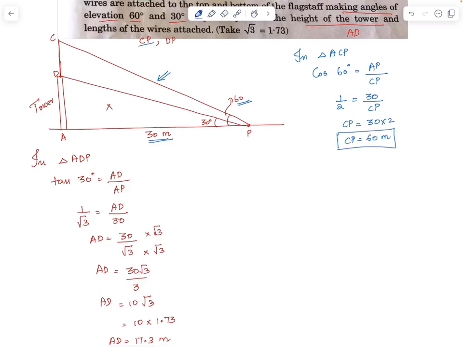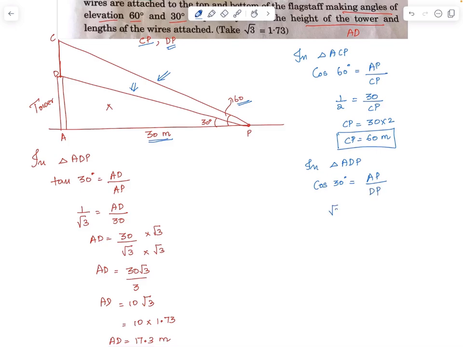The second one, what we have to find out is the length of DP, that is this wire. For that, let us consider the triangle ADP. Again, we have one angle and its adjacent side, and we need the hypotenuse. So we will go in for cos ratio here also. Cos 30 degrees is equal to AP upon DP.